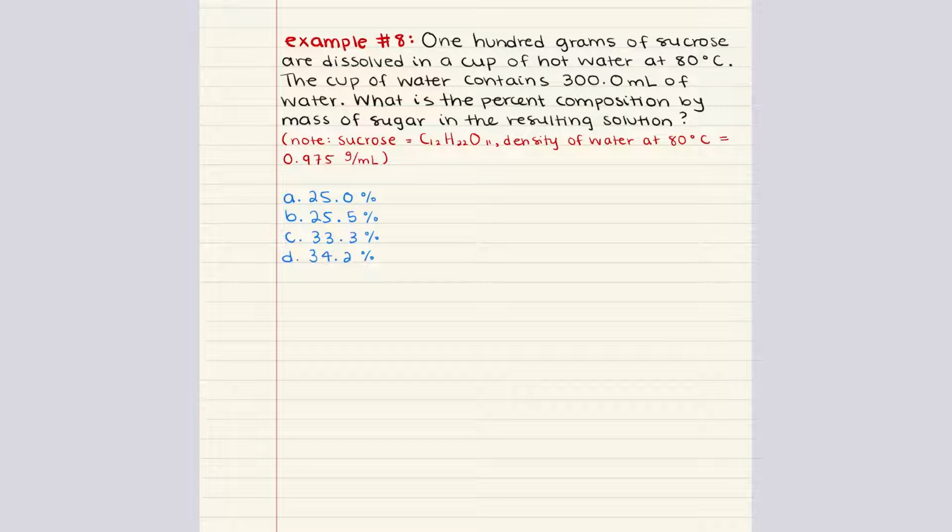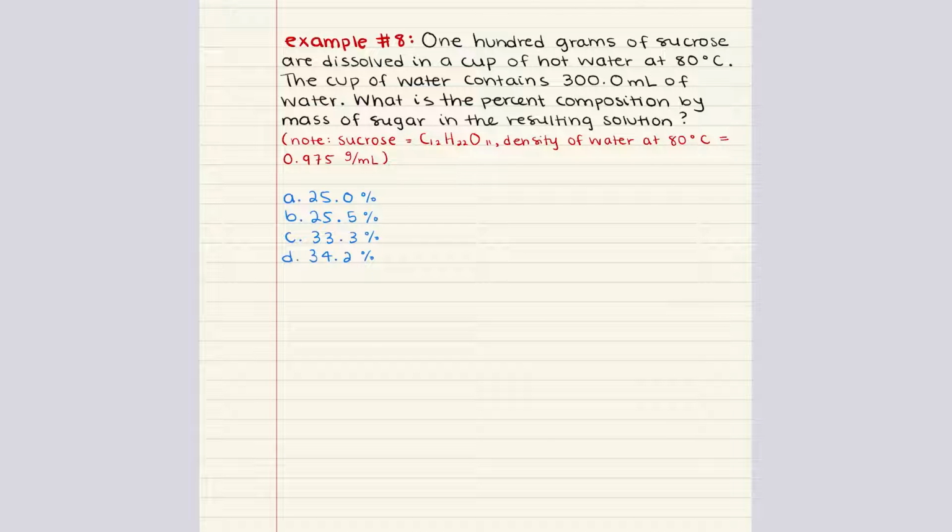Problem 8 says 100 grams of sucrose are dissolved in a cup of hot water at 80 degrees Celsius. The cup of water contains 300 milliliters of water. What is the percent composition by mass of the sugar in the resulting solution? Note that sucrose is C12H22O11 and the density of water at 80 degrees Celsius is 0.975 grams per milliliter.